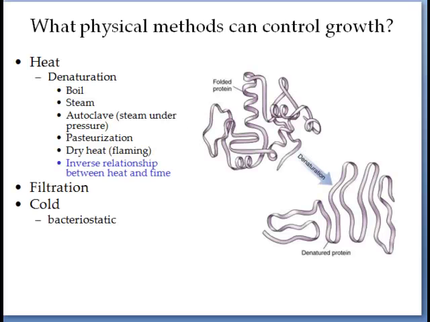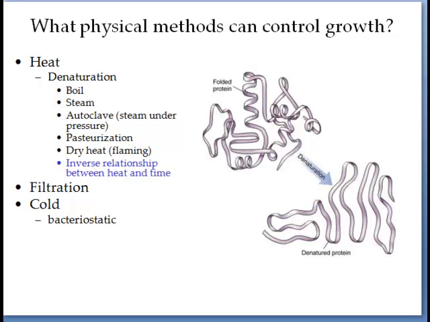In this particular section, we will now look at physical controls that are used to control microbial growth. So the first one we want to look at is heat. When you visit any kind of grocery store, you see that there are many canned goods present all over the store, and there's lots of food all over.